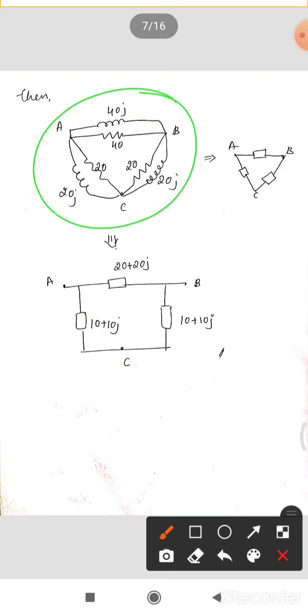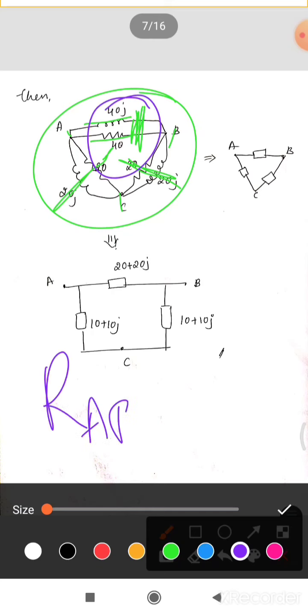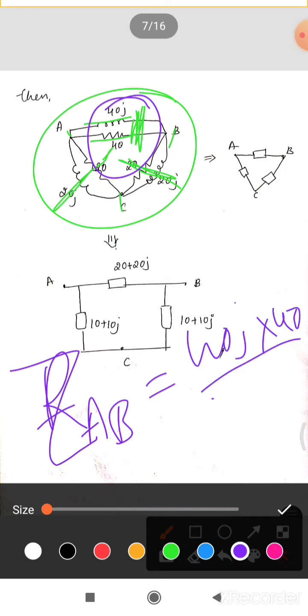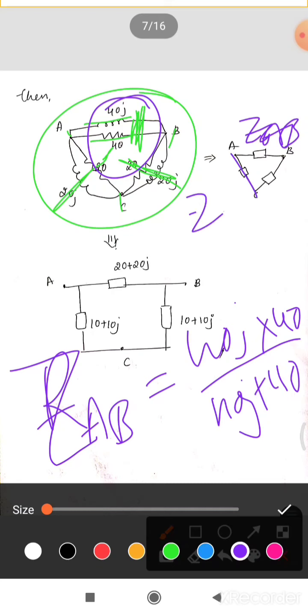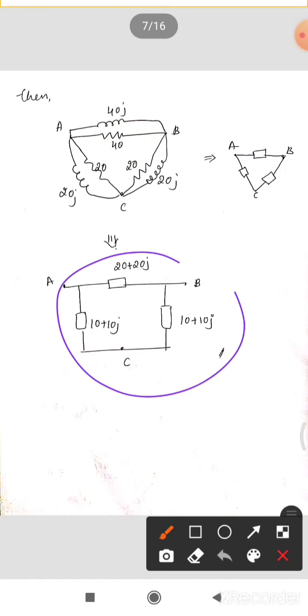Once you combine this, between the A, B and C terminals, these two, the 40 ohm resistance and 40j impedance, are in parallel, and similarly for the other pairs. Take the parallel combination: ZAB will be equal to 40j into 40 divided by 40j plus 40. If you do this, you get ZAB, and similarly you can calculate ZAC and then ZBC, and you can represent it like this.